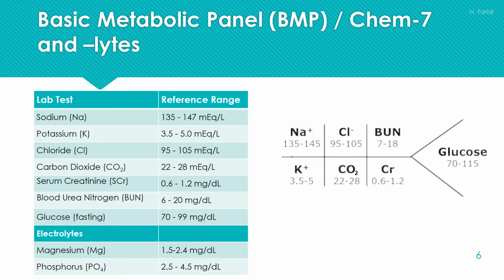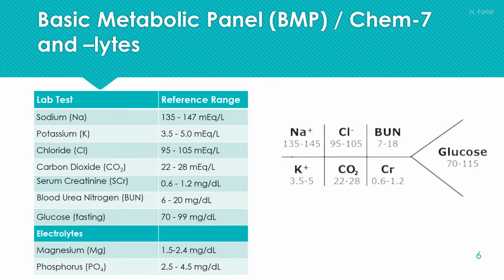Here on this slide, I have the basic metabolic panel, also known as the Chem7 and electrolytes. This is one of the slides I would like you to commit to memory, as these are the electrolytes that are commonly used when patients are admitted in the hospital or in the emergency department. In the basic metabolic panel, we have sodium, potassium, chloride, carbon dioxide, serum creatinine, blood urea nitrogen or BUN, and glucose fasting. We also measure a patient's magnesium and phosphorus.